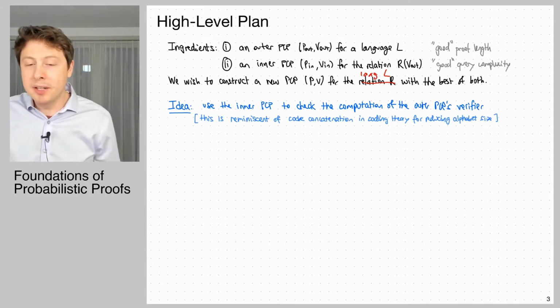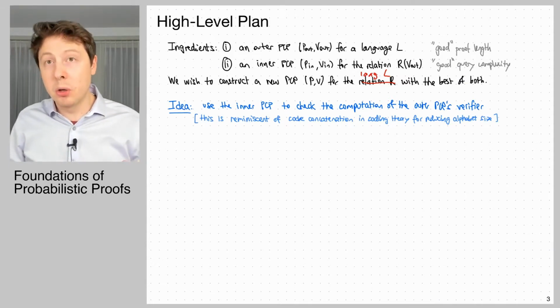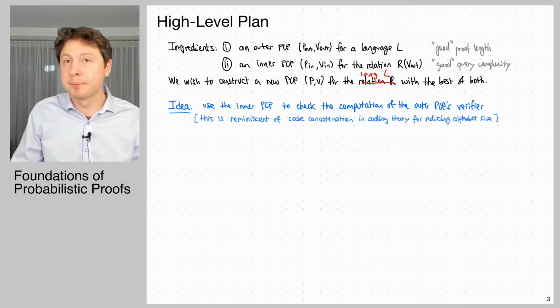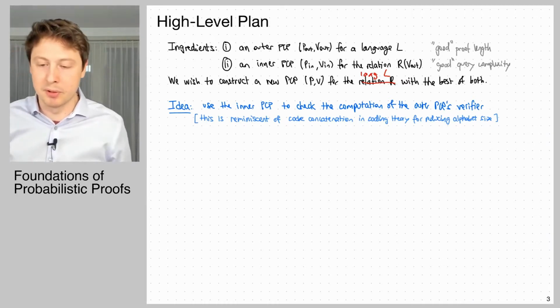And the way we're going to be doing it is somewhat reminiscent of the way that code concatenation works in coding theory for reducing alphabet size. So the designation of outer and inner is reminiscent of that, if you're familiar with code concatenation.